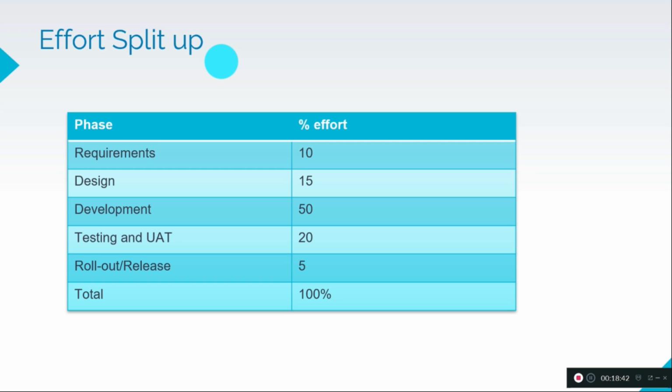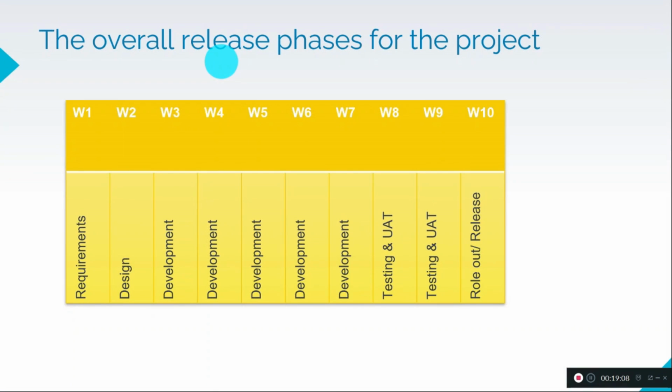For example, if the project is 100 days, we will take 10 days for gathering the requirements, 15 days for designing the solution for the project. So 50% effort we will take for the development. Like that, we will come up with 100% total effort split up for the project mentioned above.